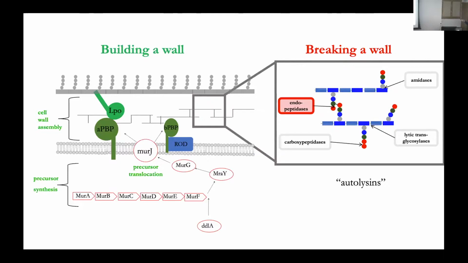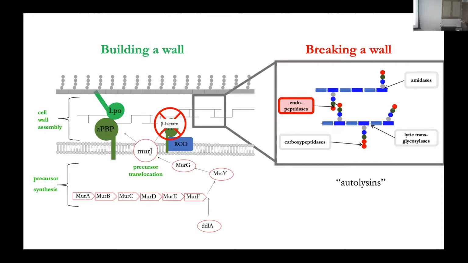The amidases that cut away the peptide side stem from these polysaccharide strands, the lytic transglycosylases that cut within the polysaccharide strands, and the endopeptidases, about which I'm going to tell you a lot today, that basically cut within these crosslinks. These are often collectively referred to as autolysins, because if they are uncontrolled, they can lead to cell lysis, and they're able to cut the cell wall sacculus in various positions.